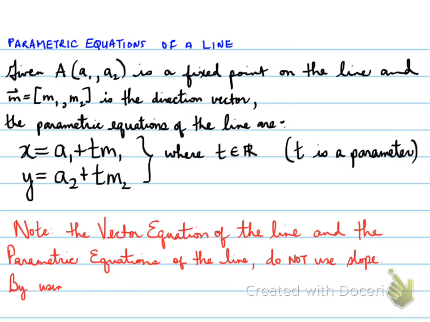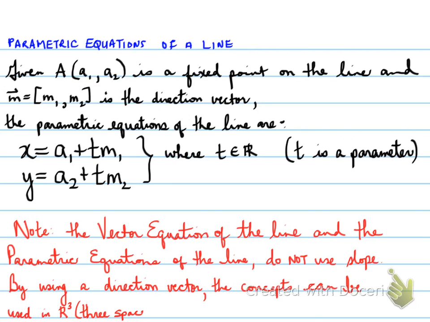Note that the vector equations of a line and the parametric equations of a line do not use slope. By using a direction vector, these concepts can be used in R3 as well as R2, so in three space as well as in two space, whereas the old way of finding the equation of a line can only be used in two space type of questions. So we're going to look at some examples that go with this.